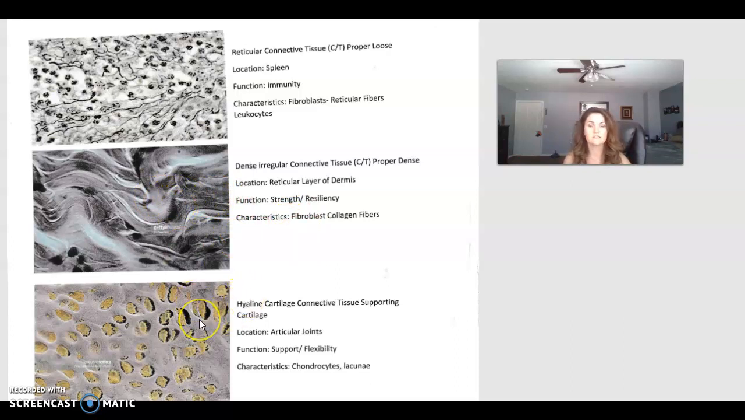Our next cell is the hyaline cartilage connective tissue, and this is supporting cartilage. This articulates in the movable joints, and this is for support and flexibility. The characteristics are chondrocytes and lacunae. Lacunae is the space in between the chondrocytes.